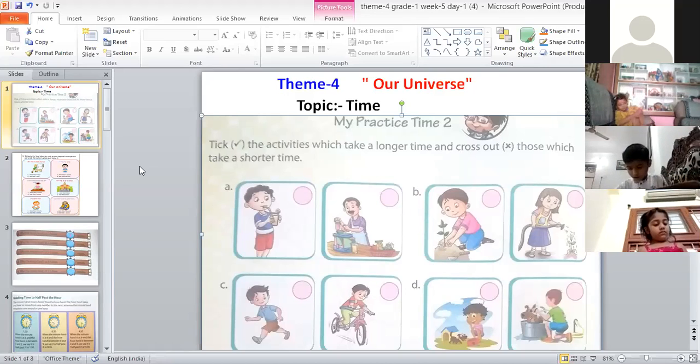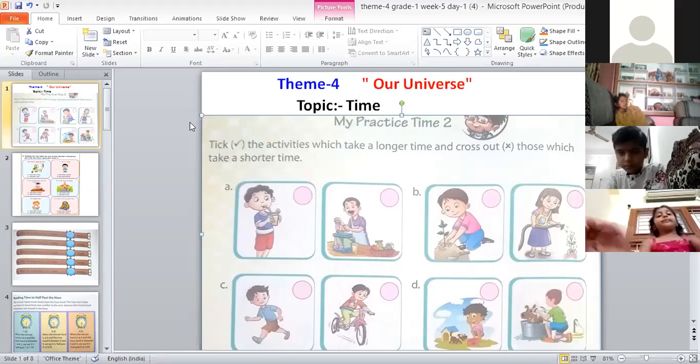Supratik, you tell me which will take more time, combing your hair or taking bath? Taking bath, ma'am. Yes, if you take bath, it will take more time and combing your hair will take less time. Okay. So now you have to answer these questions.